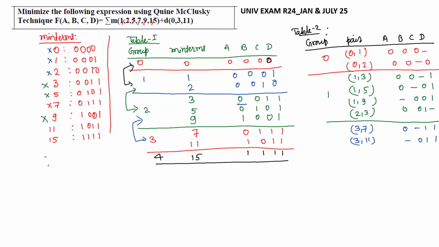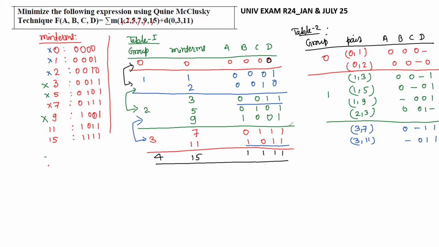Here you have to compare: this is 3, this is 11. You have to compare which bit is changing. So the first bit A was changing, so there it becomes dash. Now we'll take 5 with 7.